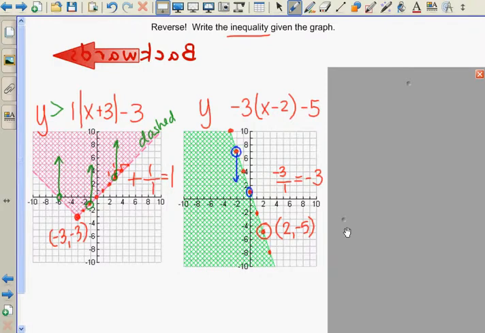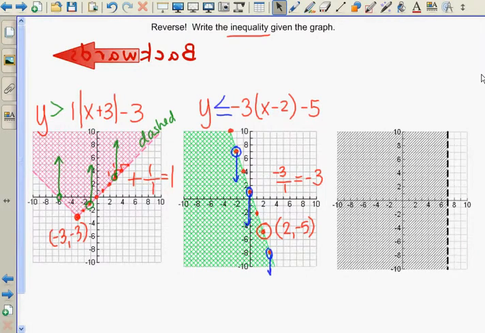So if I kind of check this out, I'm going to just grab a point and notice that the shading is down from that point. Shading is down, shading is down. So down implies less than. And this is a solid line, so we would say less than or equal to. Okay? And then just one more.